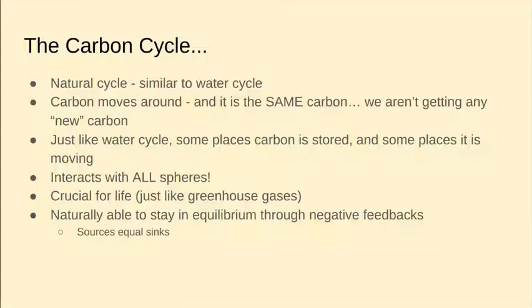And just like the water cycle, we're not getting any new carbon, right? So the carbon that's in our atmosphere right now, it's not new carbon, it's just coming from somewhere else. So we're going to talk about that today. The carbon that's on the planet has been here since the beginning of the planet, and it's basically just moving around to different parts through this cycle. So just like the water cycle, in some places the carbon is stored, and in other places the carbon is moving. I'm going to show you a picture here in just a second.